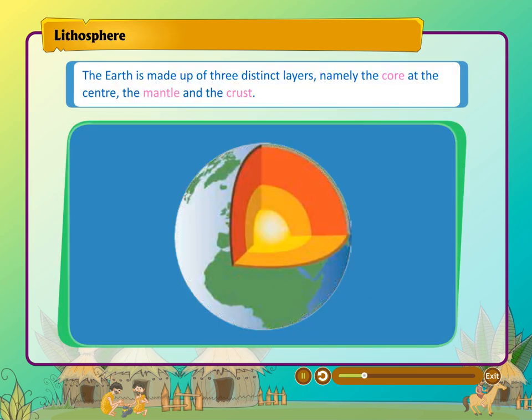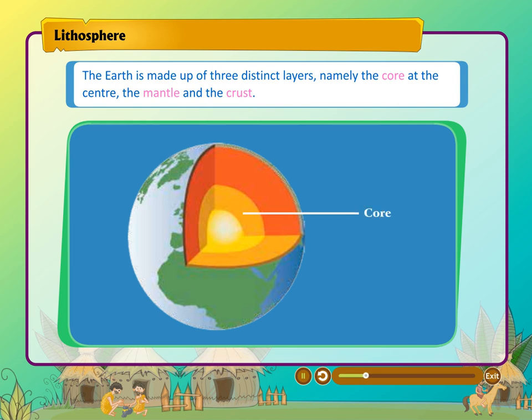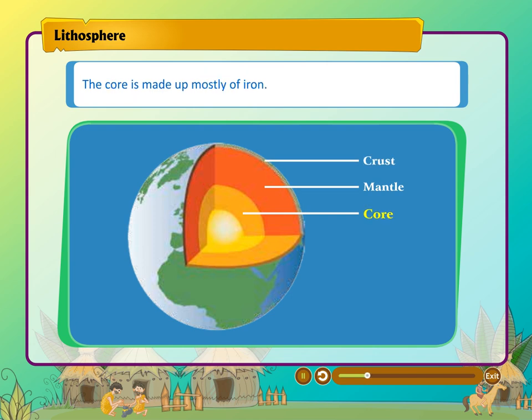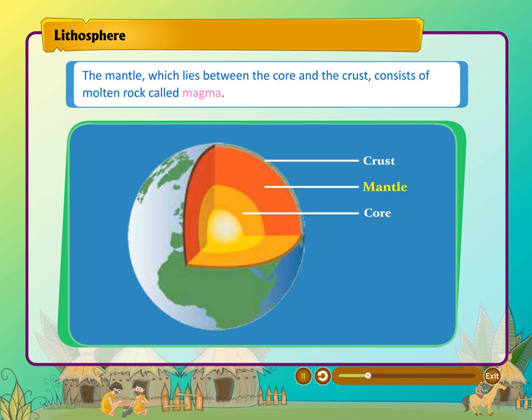Lithosphere. The Earth is made up of three distinct layers, namely the core at the center, the mantle, and the crust. The core is made up mostly of iron. The mantle, which lies between the core and the crust, consists of molten rock called magma. The crust is the thin, hard outer layer that floats on the magma or the mantle. It is the upper part of the mantle and the crust that make up the lithosphere.